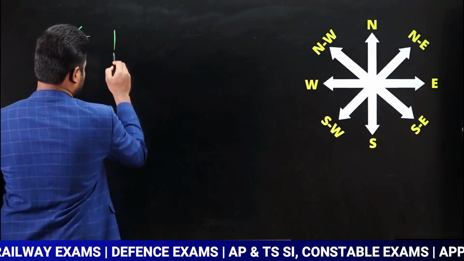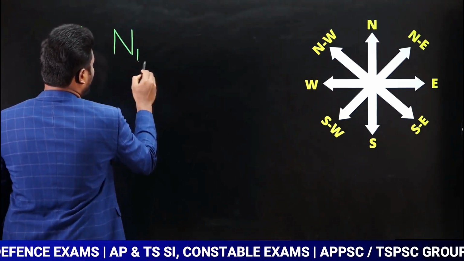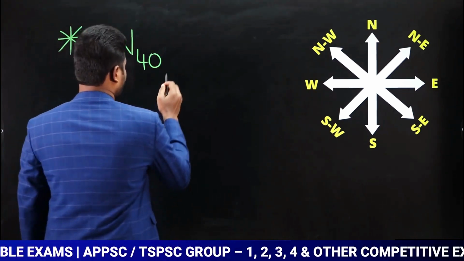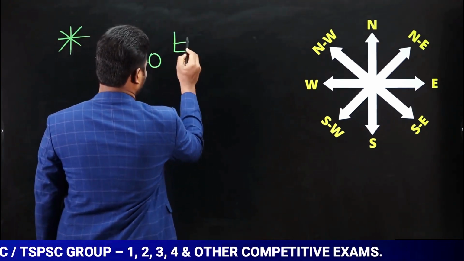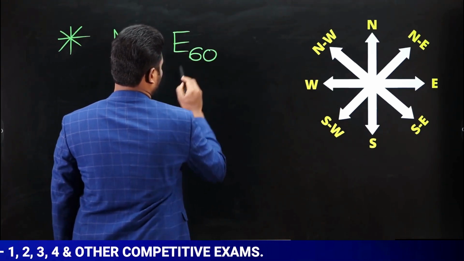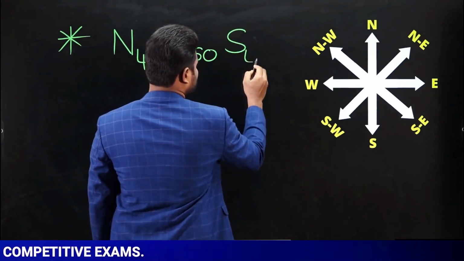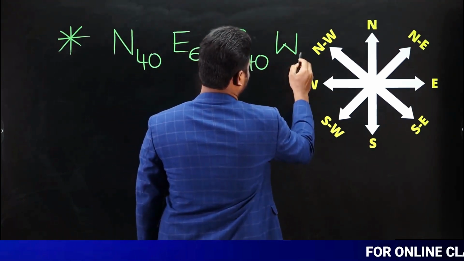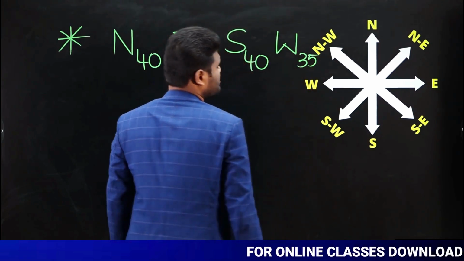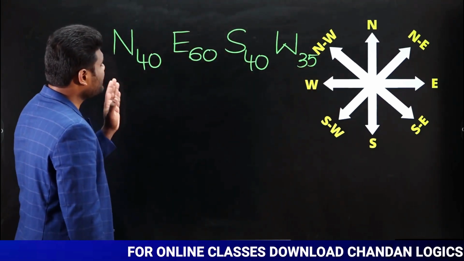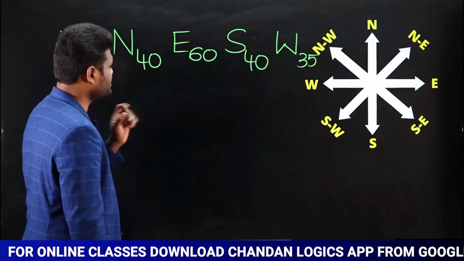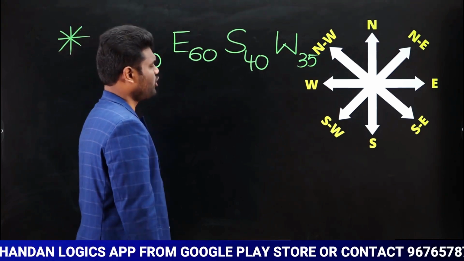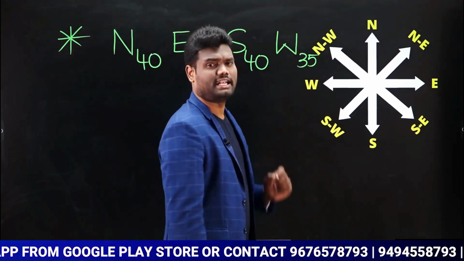Let us say the question is in this way. A person travels north 40 meters, followed by east 60 meters, followed by south 40 meters, followed by west 35 meters. Now this is my question. A person travels towards north 40 meters, followed by east 60 meters, followed by south 40 meters, followed by west 35 meters.